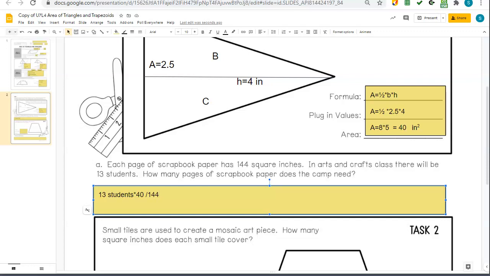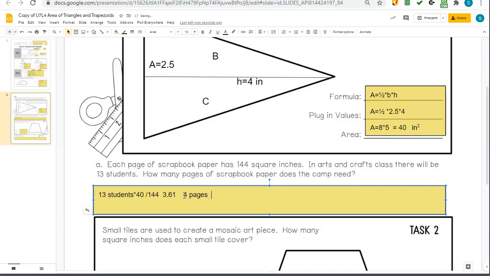Let's go ahead and check that out. So we've got 13 times 40 divided by 144. Well, that comes out to be about 3.6 repeating. But we can't really have part of a page, so our answer is that we're going to need 4 pages.